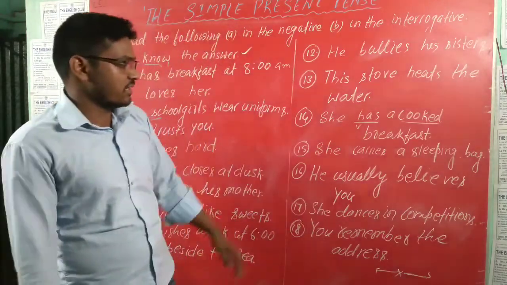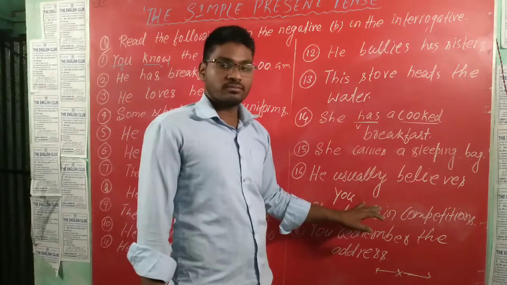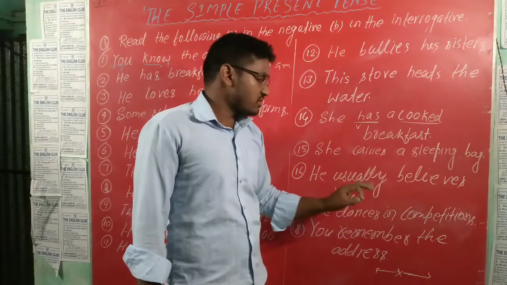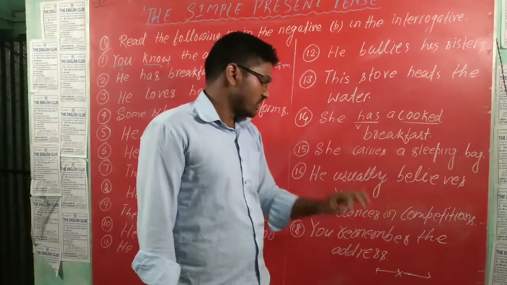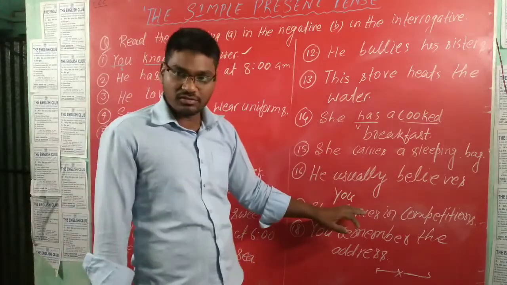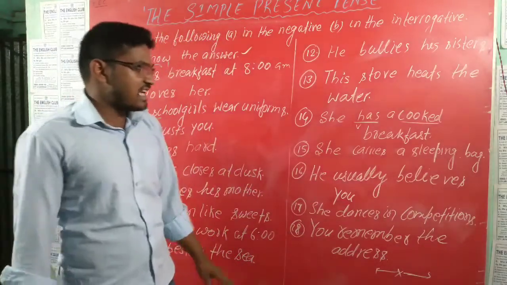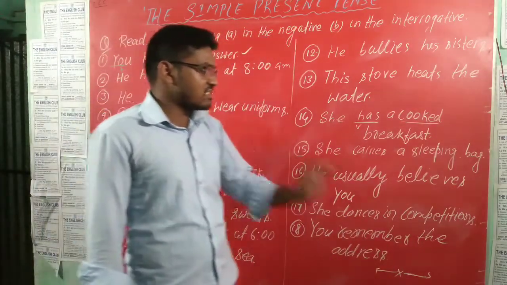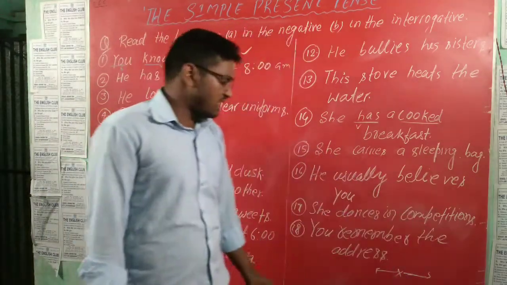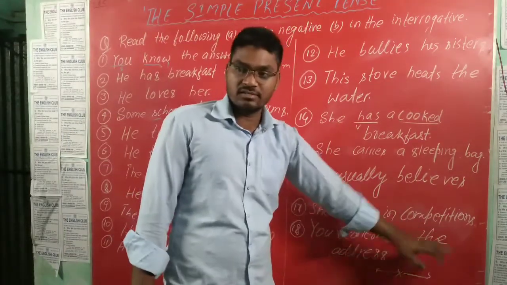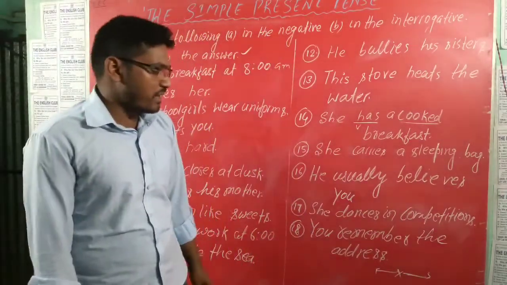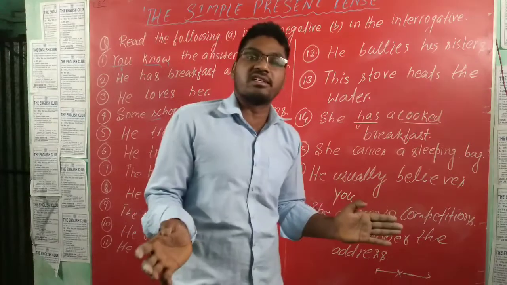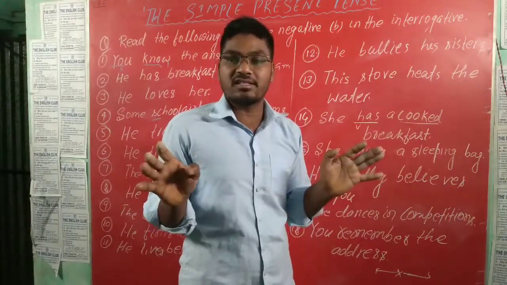Next example is here. He usually believes you. He does not usually believe you. Does he usually believe you? Next. She dances in competition. She does not dances in competition. Does she dance in competition? Next example, you remember the address. You don't remember the address. Do you remember the address?